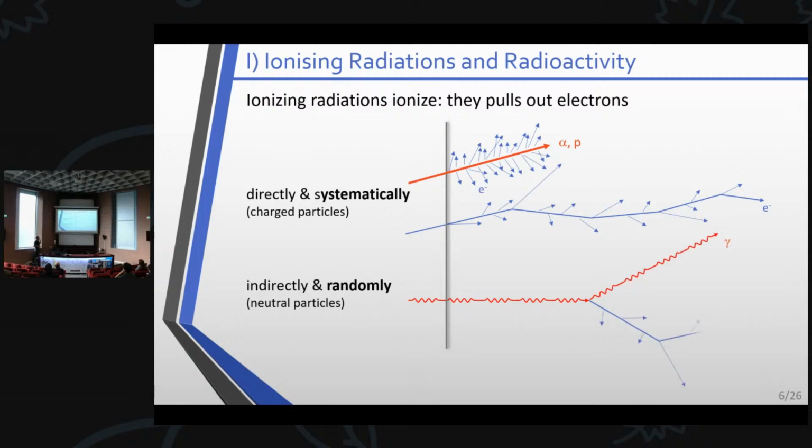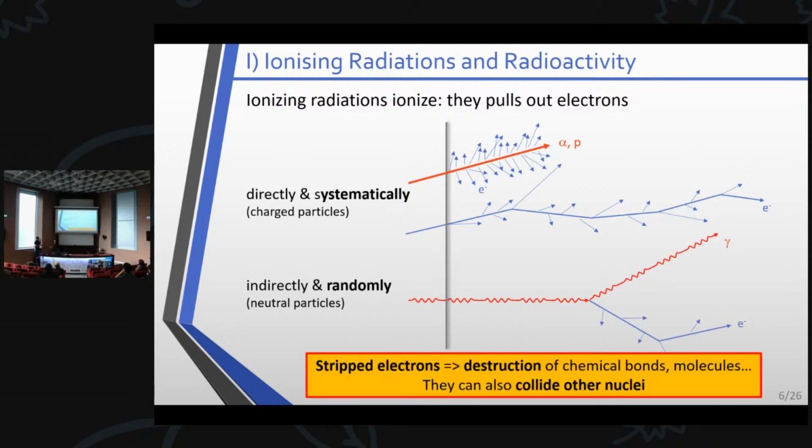On the contrary, when you have a neutral particle, it's an indirect interaction which happens randomly. I give here the example of gamma rays. So gamma rays can penetrate through matter. At one point, it can interact with a nucleus and do something, for instance, a scattering, and again, knock out an electron, which will knock out another electron, etc., etc.